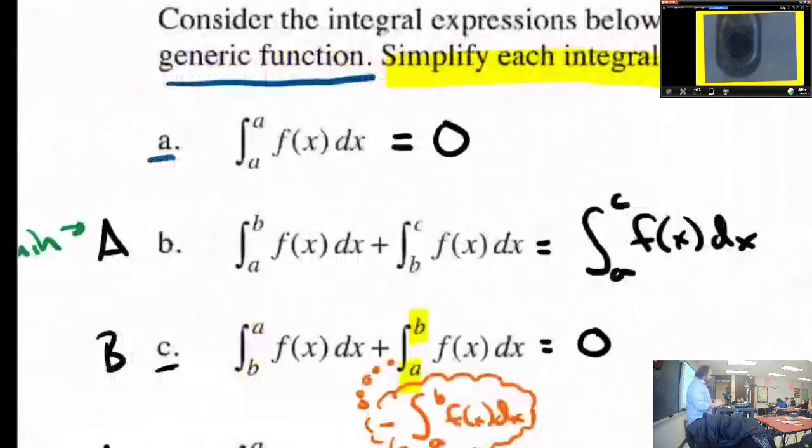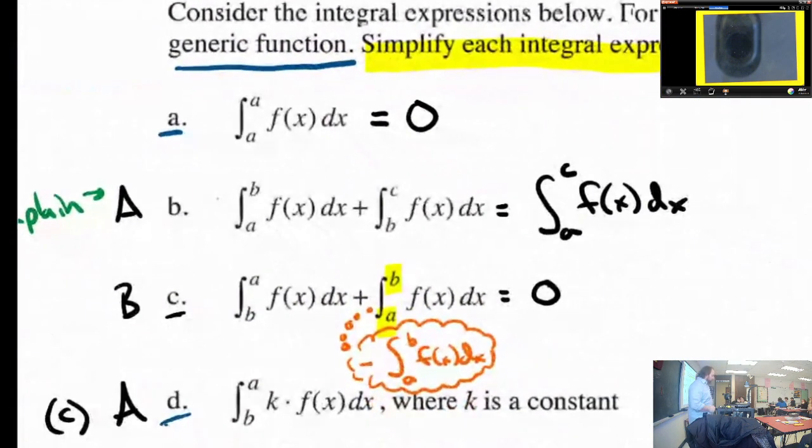So f of x is the height and dx is the width. So you're really just adding together a bunch of areas of rectangles. So far there are some big takeaways. These three rules are probably the most important ones to know right now. The integral from a to a of something is just going to be 0. On question B, you can combine two adjacent areas. You go from a to b on the first integral, and then from b to c on the second integral. Since they both stop and start at b, you can combine them and call it one integral from a to c of f of x dx.